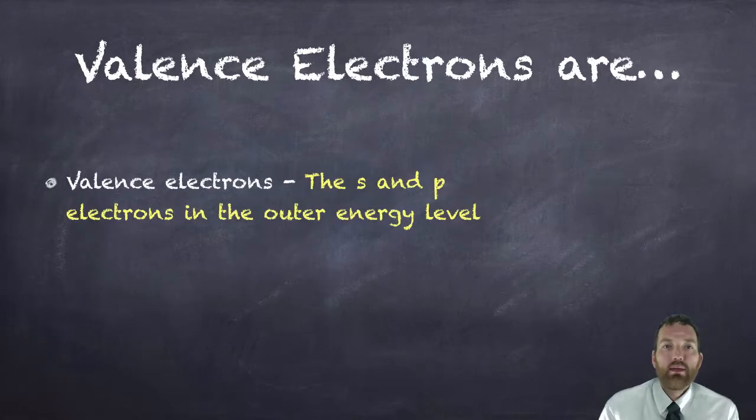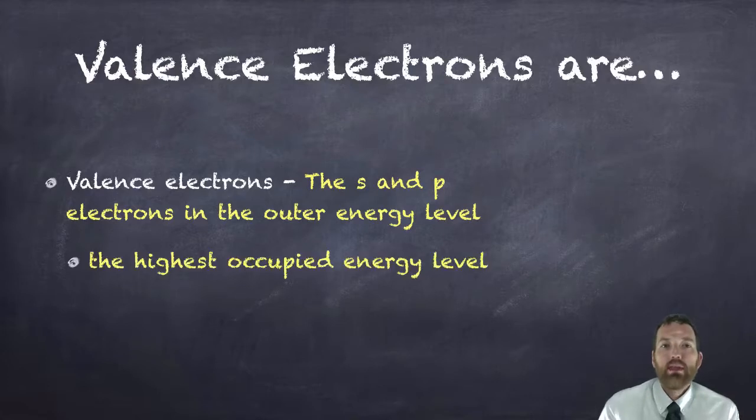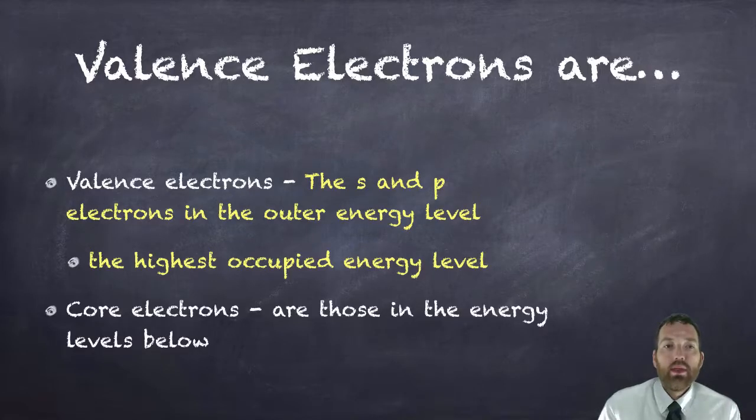They're the ones that are the S and P electrons in whatever the outer energy level of the atom you're dealing with. They represent the electrons in the highest occupied energy level, or the ones furthest away from the nucleus. They are not the core electrons. Core electrons are all the other electrons that are in the energy levels below the valence shell.